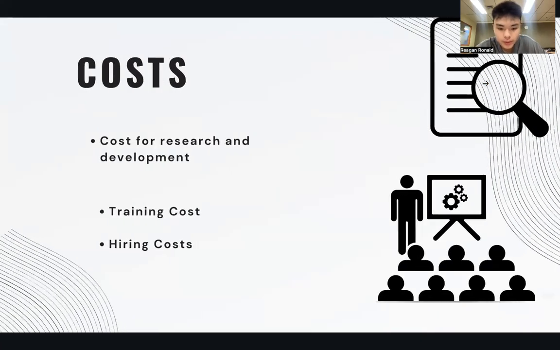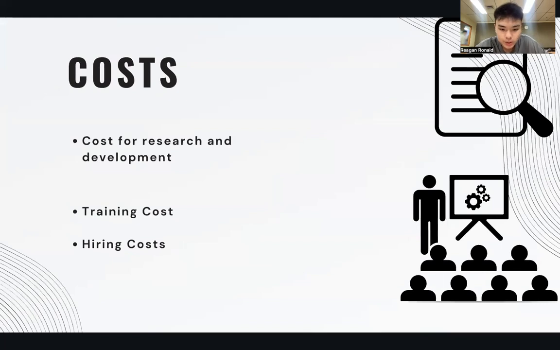There will be costs that will be present during these steps. One type of cost will be the hiring cost if the company has to hire any new employers. The second cost will be the cost of the research of the methods and also the cost of developing the standardized procedures. Lastly, the last cost will be the cost for training the employees.